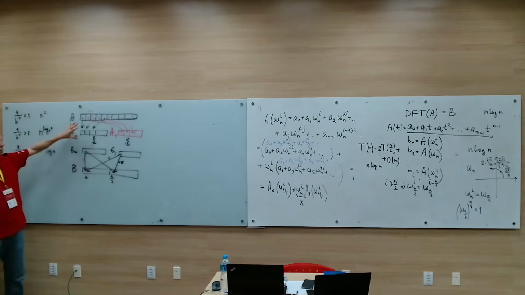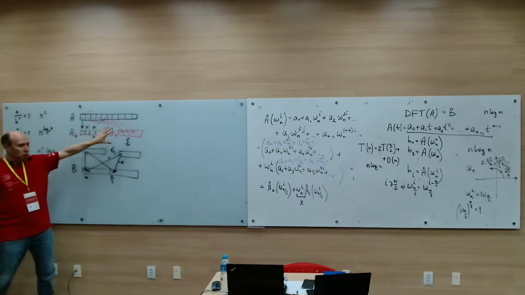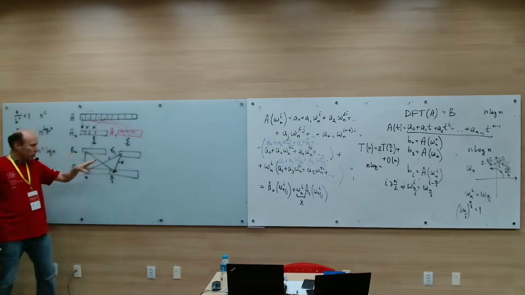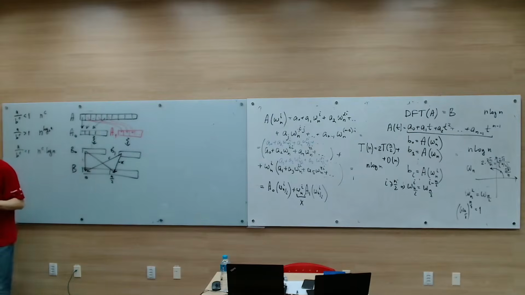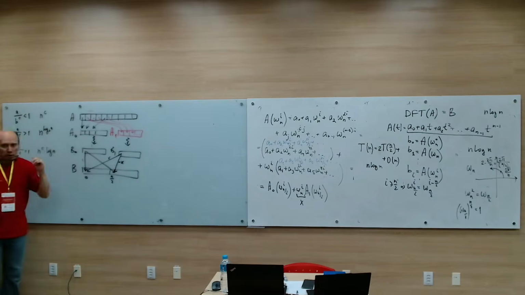But here, divide seems to be not trivial, I have to put even guys here or odd guys here. And conquer also seems not trivial, like make this butterfly. But the truth is that, let's look closer at what's going on in the central recursion with this divide part.